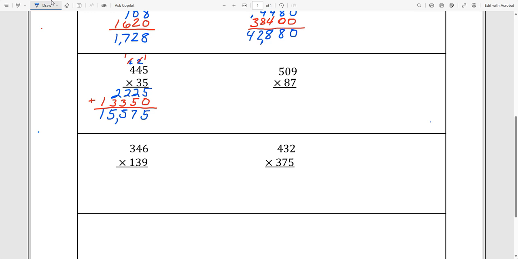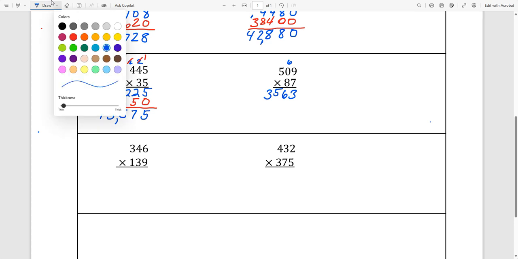Let's move along. Okay, 509 times 87. Okay, and so we have 7 times 9 is 63. And so we'll put the 3 here. We'll bring the 6 up here. 7 times 0 is 0. Add the 6 to it, and we get 6. And then 5 times 7 is 35. So 3,563. And I will multiply the 8 times 509.